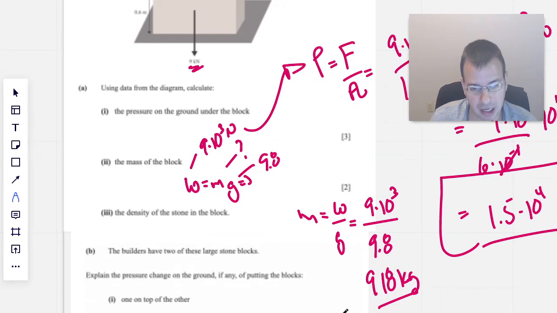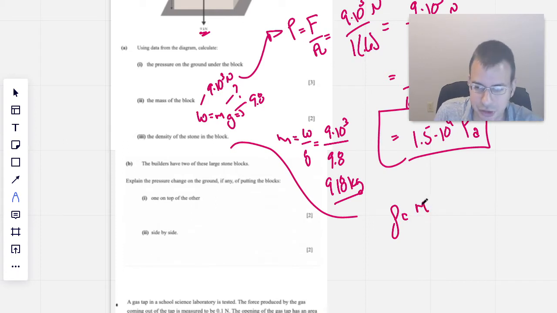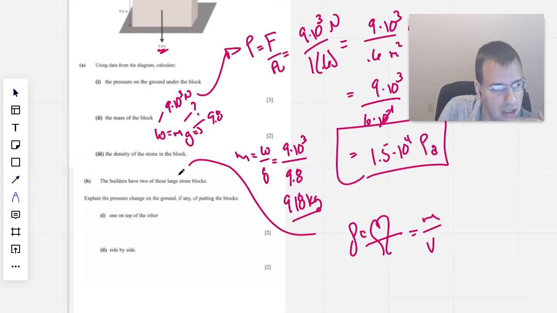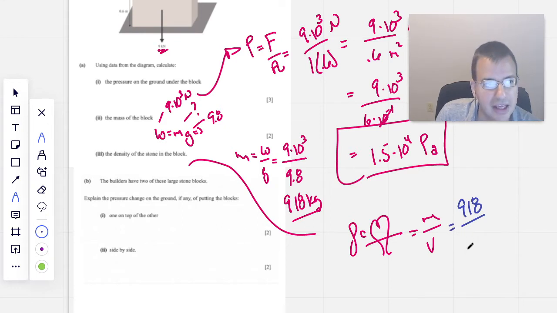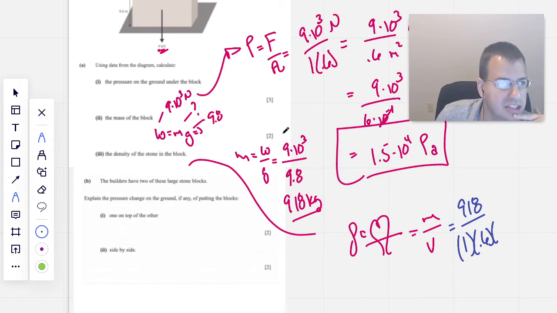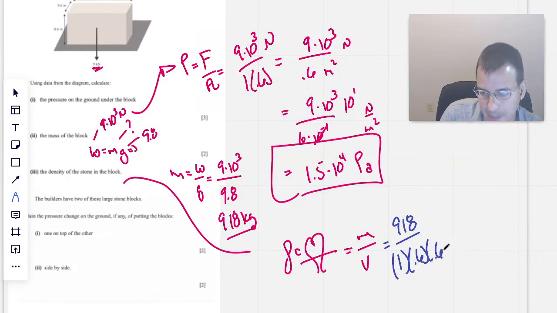Find the density of the block. All right. So the mnemonic I use for this is density is love. So what you do is you draw a heart, draw a line through it. The top of the heart is kind of like an M. Bottom of the heart is kind of like a V. So density equals M over V. The mass we know is 918, and the volume is 1 meter times 0.6 times, I think it's 0.6 as well. 0.6 meters by 0.6. Yep, 0.6.